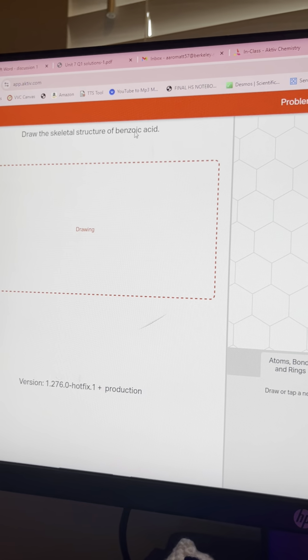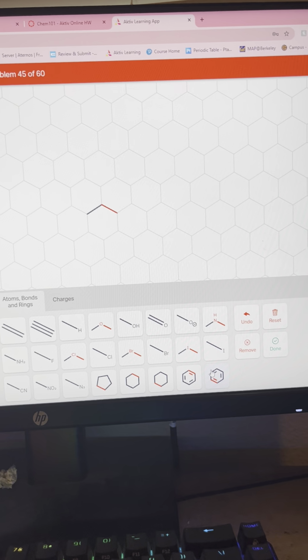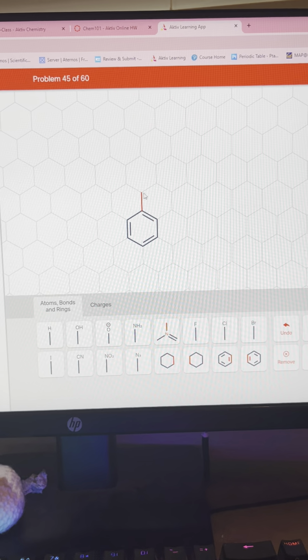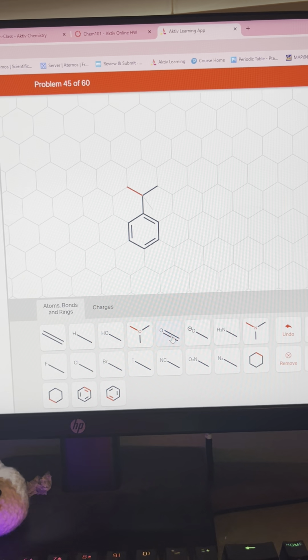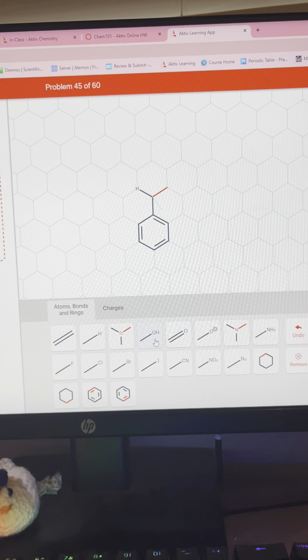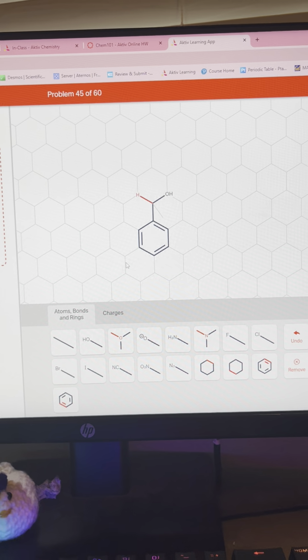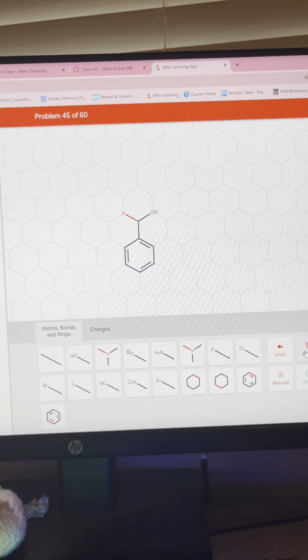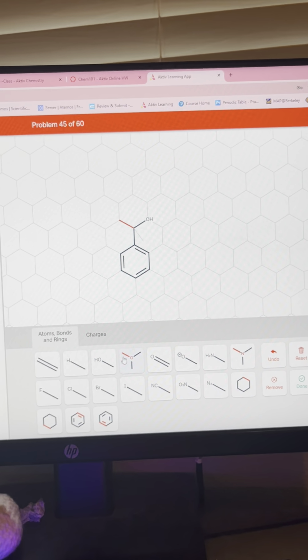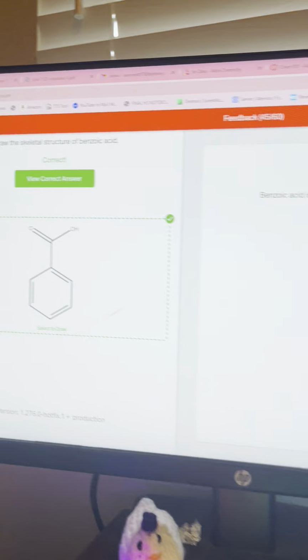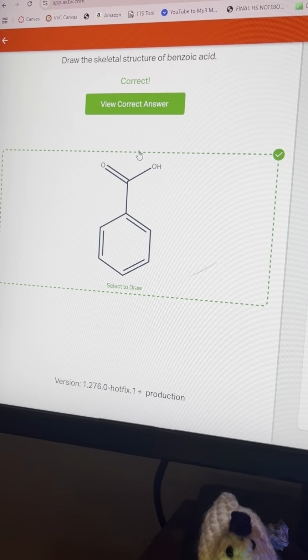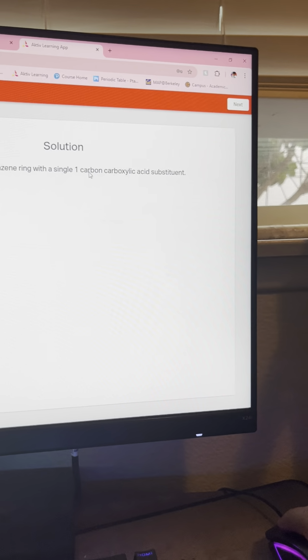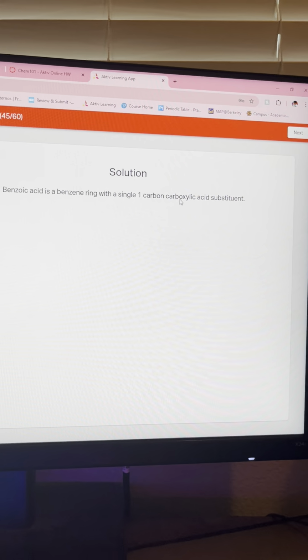Next we have benzoic acid. So first we get our benzene, and then a benzoic acid looks like this. Wait, no, it's not. It's like this. That's what benzoic acid is, a benzene combining with a single carboxylic acid, which is like this.